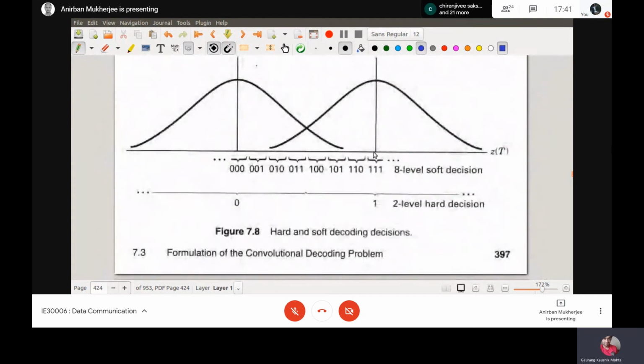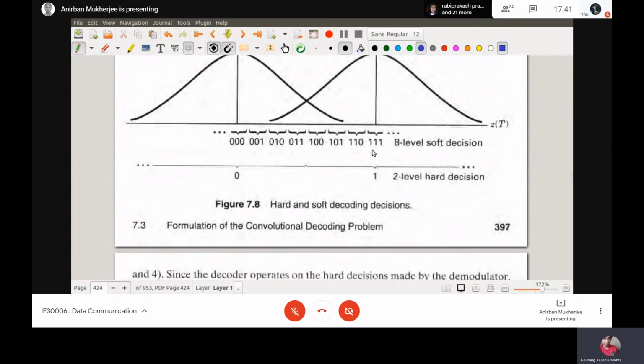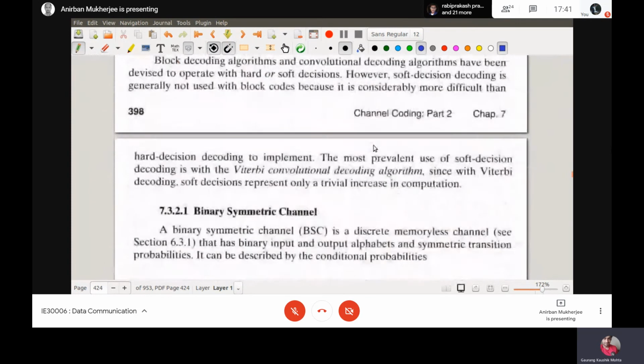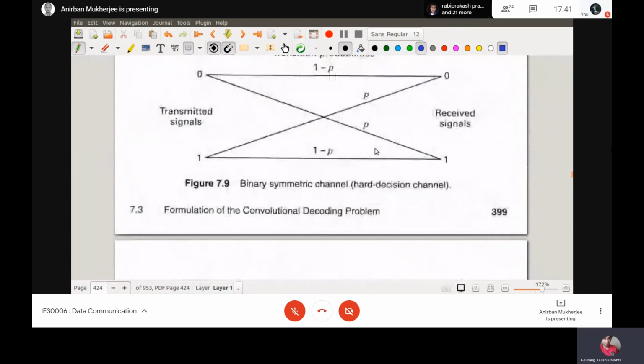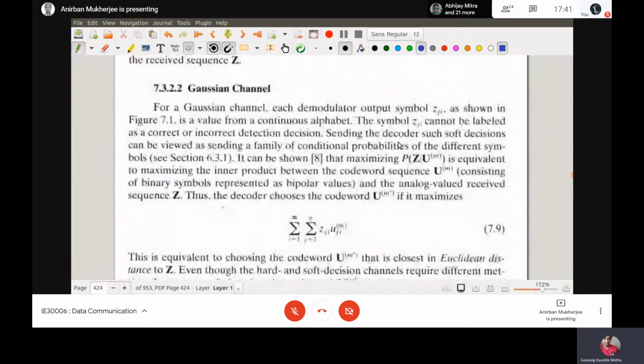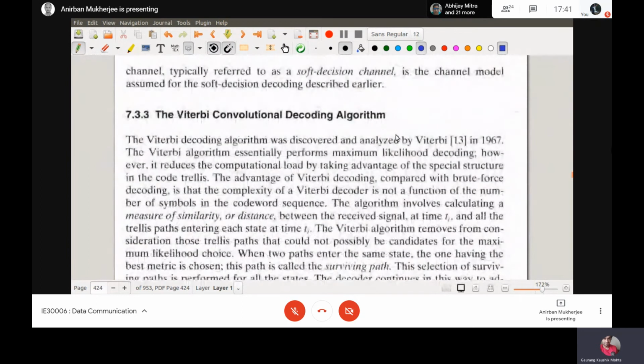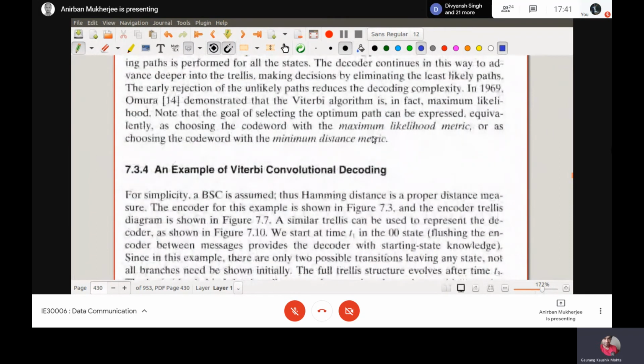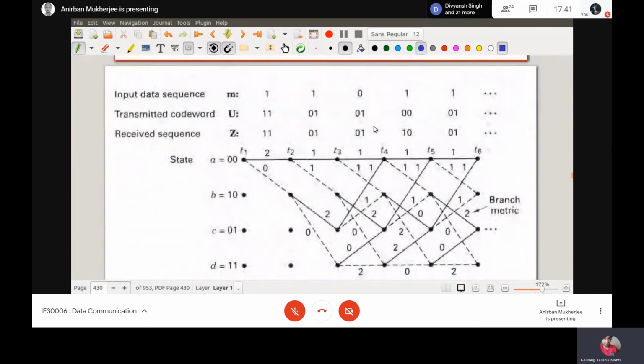Please do this one. Electric channel is okay. Gaussian channel. Please try to write a simple code of this one. Sometimes the code is also available, but please try to understand what this Viterbi convolutional decoding algorithm is. Actually, this is what they do.